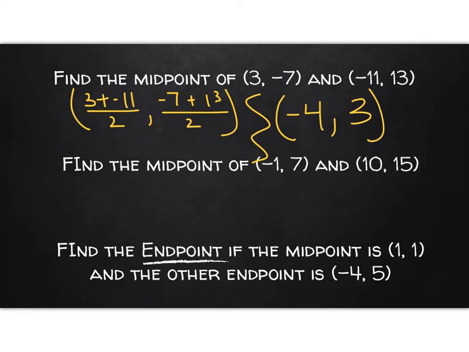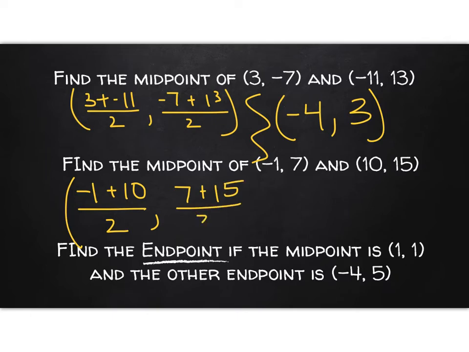That's my final answer. The next one says find the midpoint of (-1, 7) and (10, 15). So again, start with your x's: -1 plus 10 over 2. Then look at your y's: 7 plus 15 over 2. -1 plus 10 is 9, divide by 2, and I get 4.5. I'm going to write that as 4.5. 7 plus 15 is 22, divided by 2 is 11.